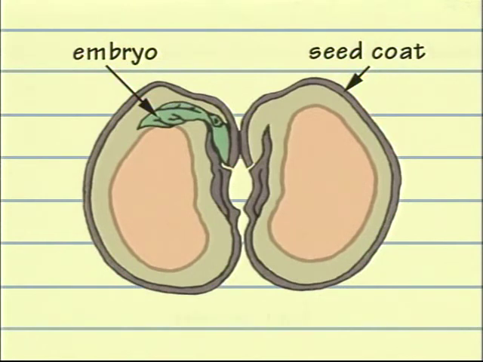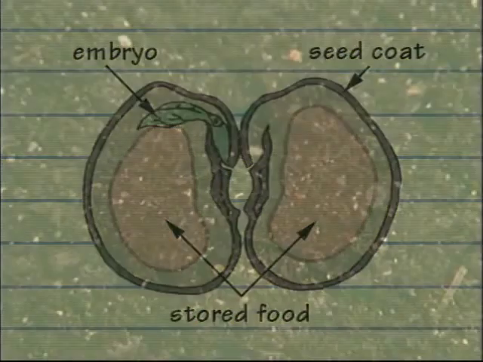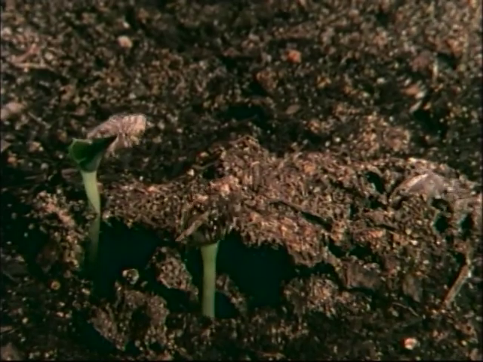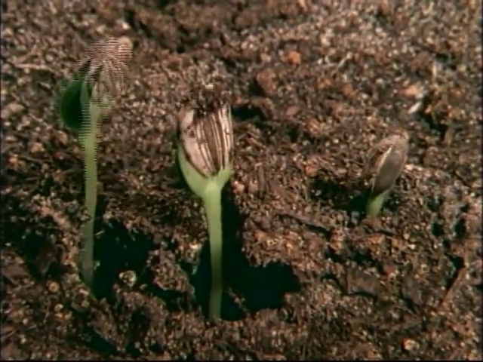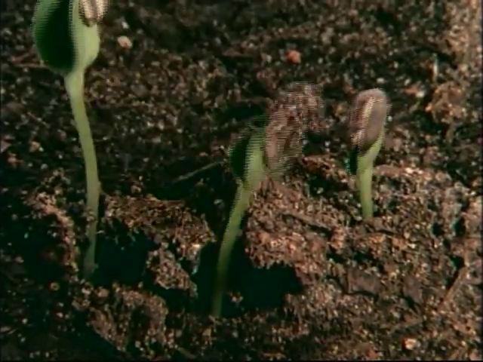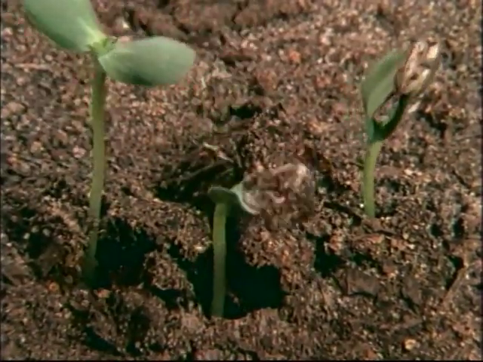The third part of a seed is its stored food. Stored food is used by the embryo when it begins to grow. When a plant embryo begins to grow, we say that the plant is germinating. Germination is the beginning of the growth of a plant embryo. Germination depends upon the right amount of water, the right temperature, and enough oxygen. Many seeds germinate in the spring because the temperature of the ground and air are warmer.